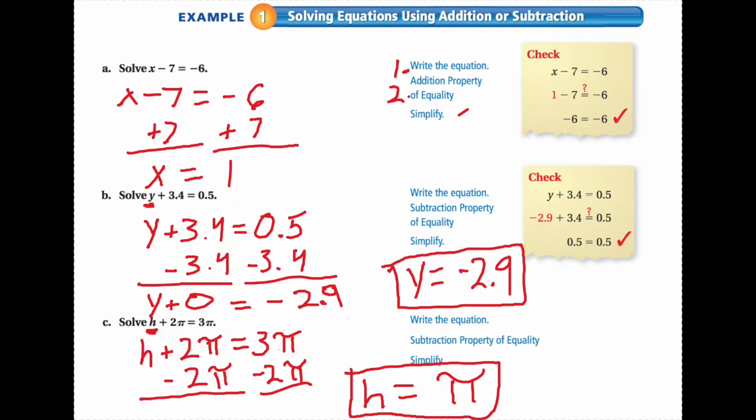Let's check it over here as well. When we check our answer, we have pi plus 2 pi is equal to 3 pi. Pi plus 2 pi, well, 1 pi plus 2 pi is equal to 3 pi. 3 pi is equal to 3 pi, so our answer is correct.